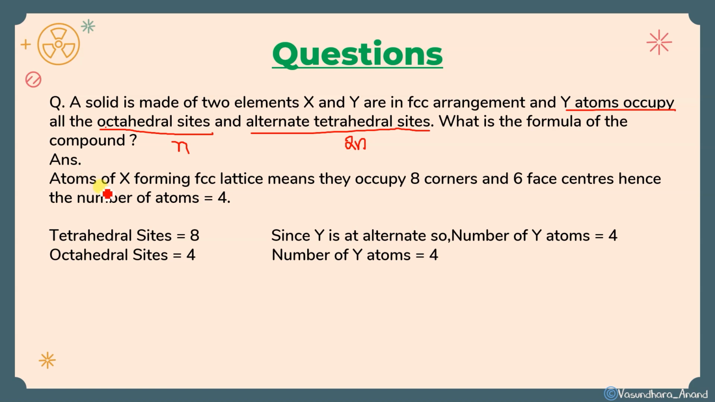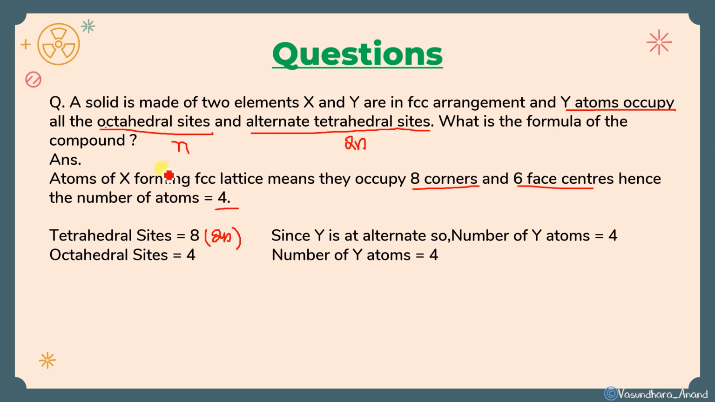These are the atoms of X forming FCC. So how many X atoms are there? 4. We got it. And we know there are 8 corners and 6 faces, so the contribution is 1/8 and 1/2, and altogether we get 4. The tetrahedral sites in total are 8, that is 2n as it is. Let me write 2n over here. If I am talking about the alternate ones, the number of Y atoms will be half of this, that is 4. And octahedral sites, it is 4 only.